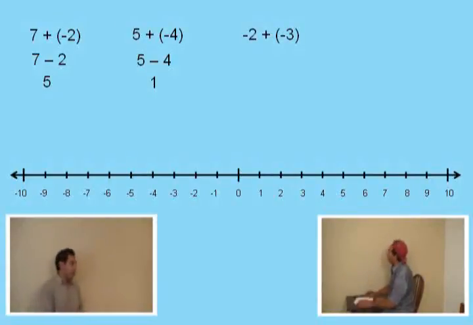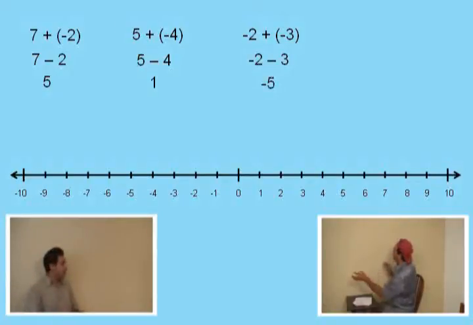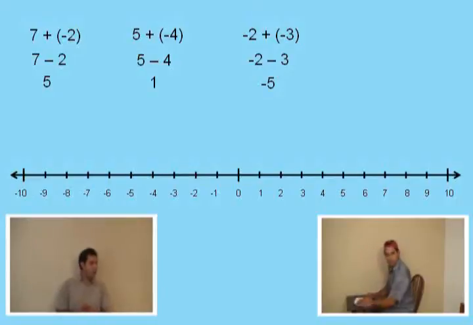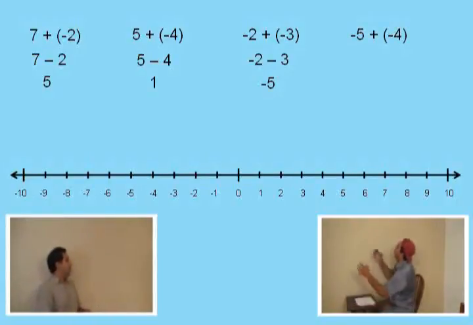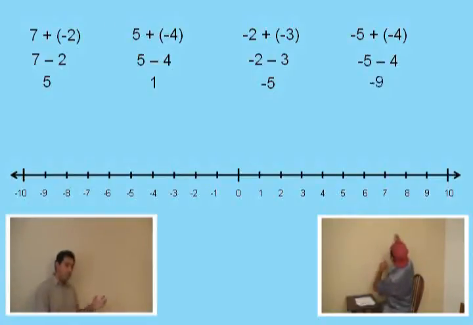Let's continue. Now, be careful with this. This is negative 2 plus a negative 3. Charlie, is that negative 2 going to change? No, it doesn't. The negative 2 is not going to change. Negative 2 plus a negative 3 is simply negative 2 subtract 3. And what is our result? Negative 5. One more, Charlie. Negative 5 plus a negative 4 is the same as negative 5 subtract 4, which gives negative 9. Very good, Charlie.